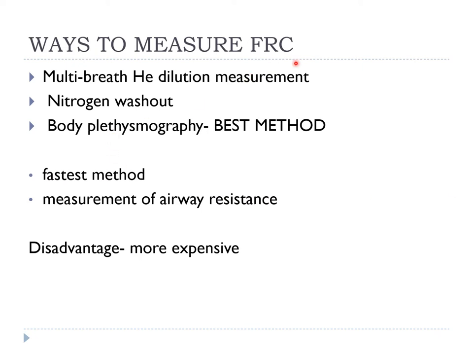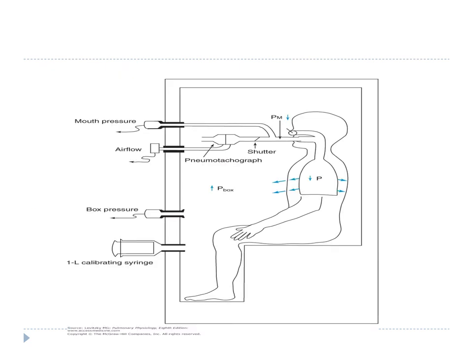There are various measures to detect FRC. One is the multi-breath helium dilution method. Second is the nitrogen washout. And third is the body plethysmograph, which is the best method because it is the fastest and also measures airway resistance. The disadvantage is that it is more expensive.